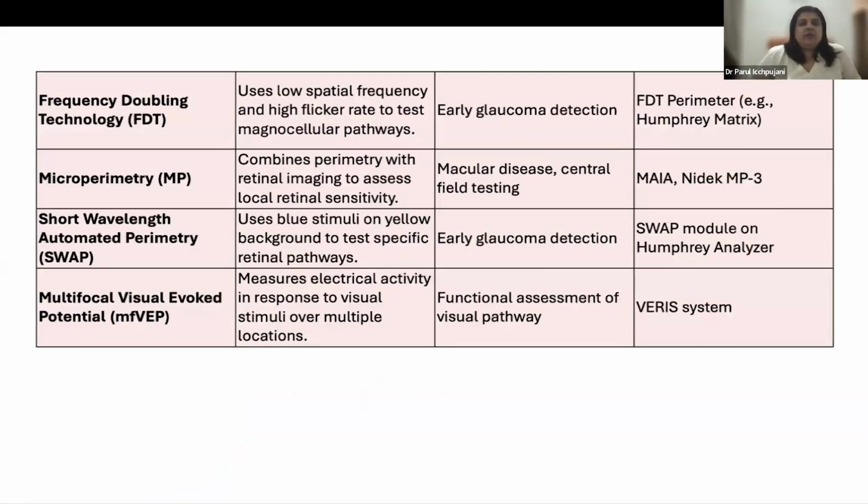Then you have some other versions of visual field testing, which is the frequency doubling test. It is used for early glaucoma detection. We have microperimetry, which is used for macular testing or central visual field testing. We have the short wavelength automated perimetry, or SWAP, which uses blue stimuli on a yellow background, and it is used for early glaucoma detection.